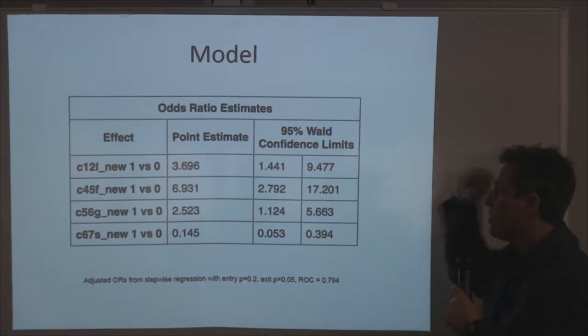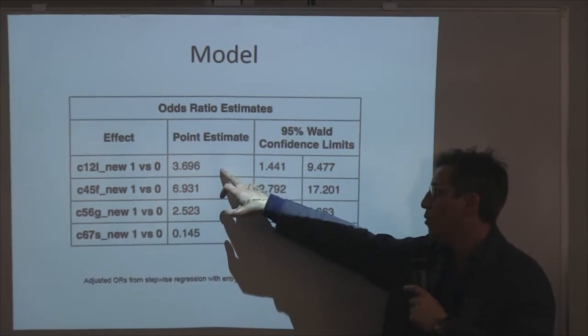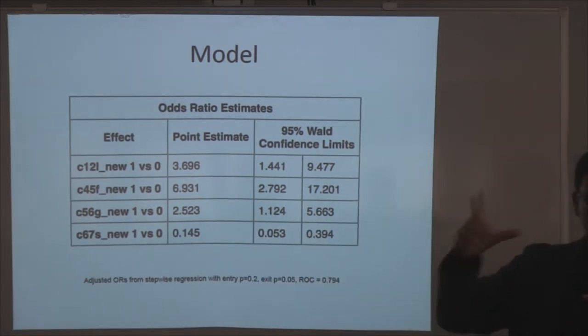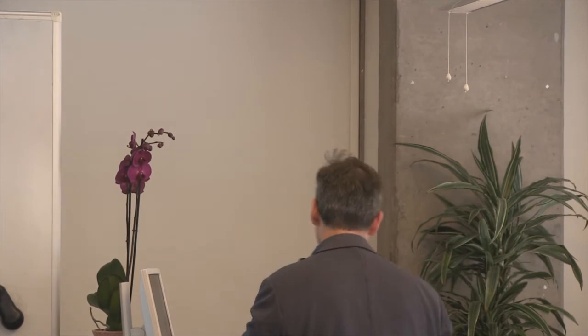What this tells us is that if you have this and this together, you have 3.7 times 6.9 times odds. So you multiply them in the model, adjusted for all the other findings in both groups, that you are abnormal, that you have an injury. So you're talking about a 25 to 1 probability that this is somebody who is abnormal. This will serve as a highly reliable examination to find people who are truly injured. And that's the point of this.